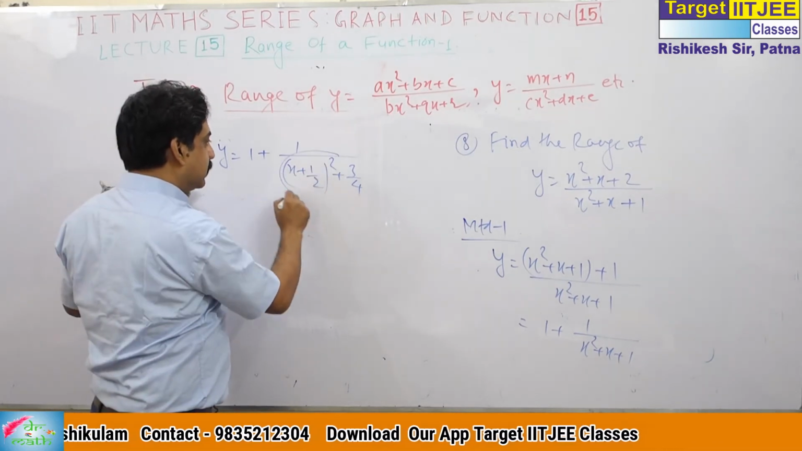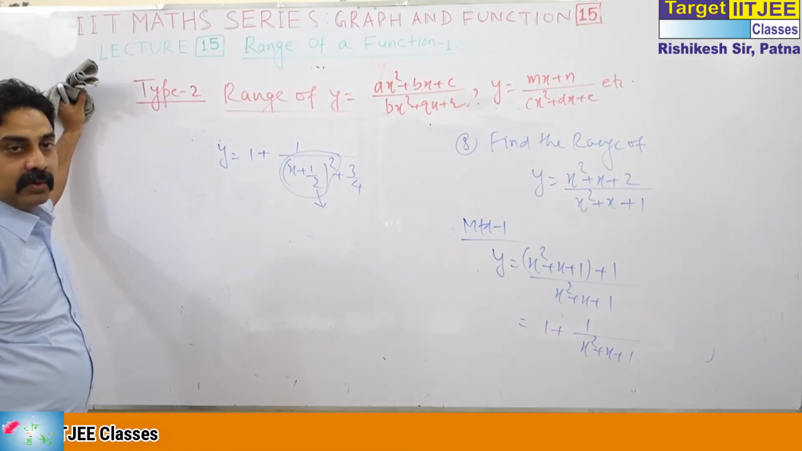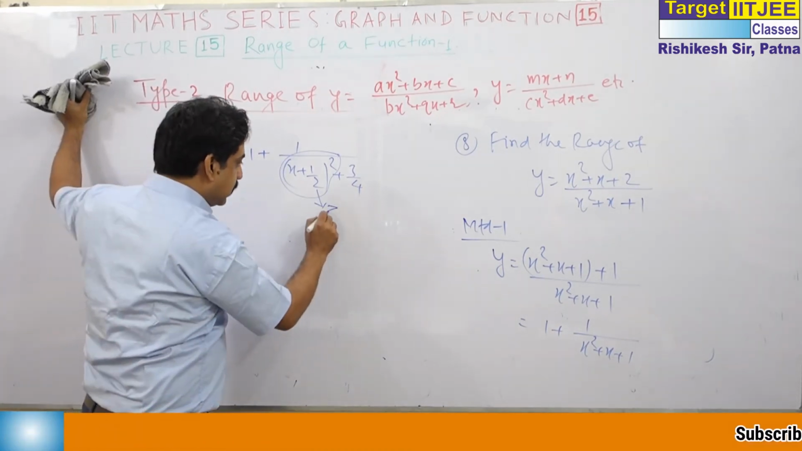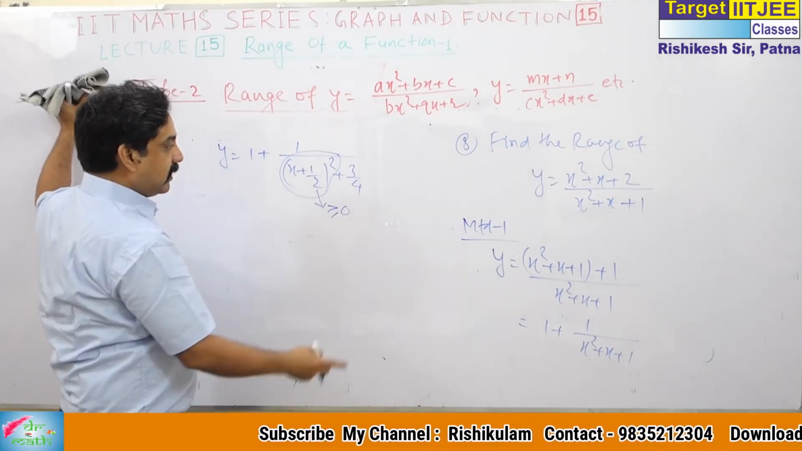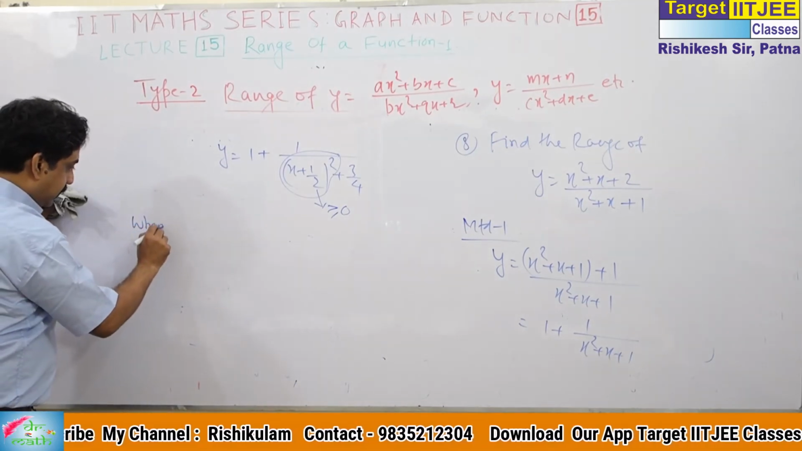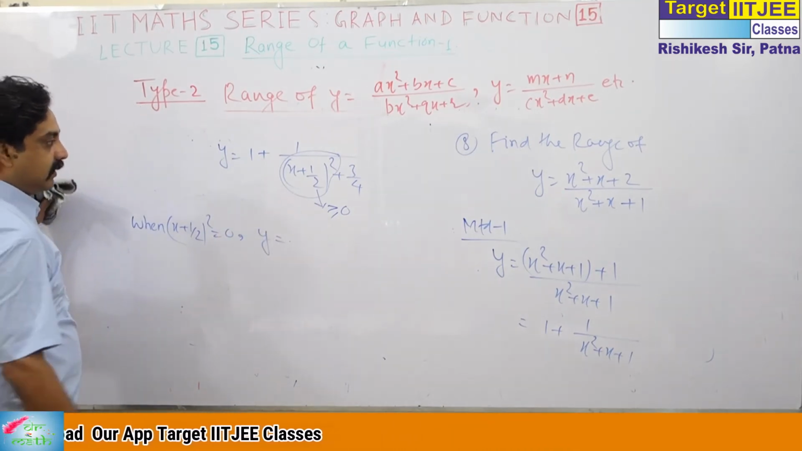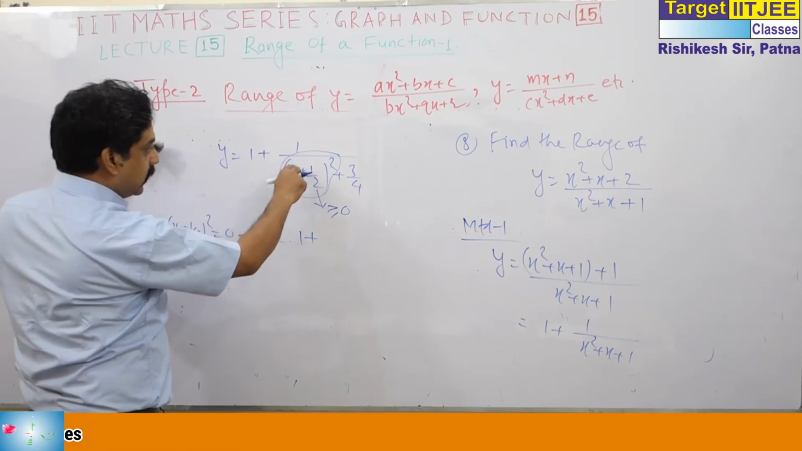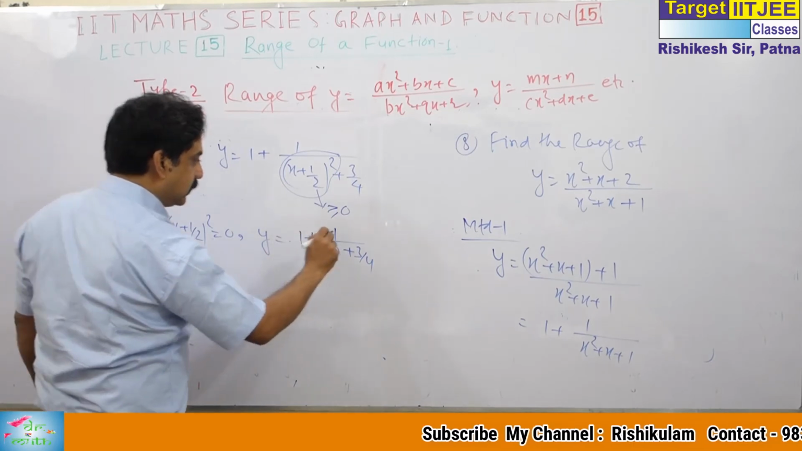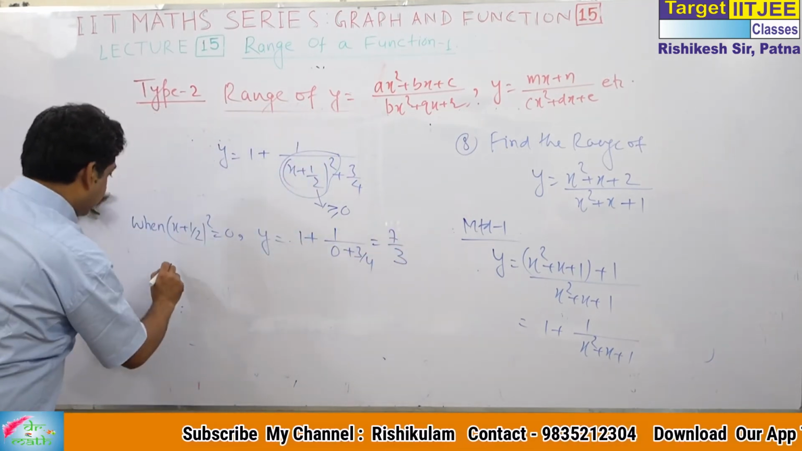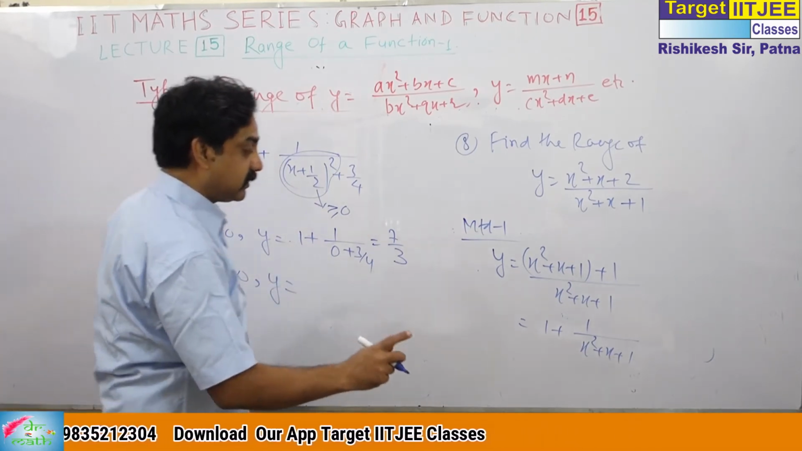Now the complete range depends upon this. The complete range depends upon this. Actually, this is greater than or equal to 0. Its value is either 0 or infinity. So, when x plus 1 by 2 is 0, what is y? It is 1 plus 1 by 0 plus 3 by 4, that is 1 plus 4 by 3, which means 7 by 3. And when x plus 1 by 2 whole square is infinity, what is y?